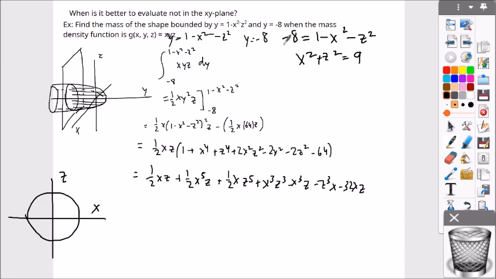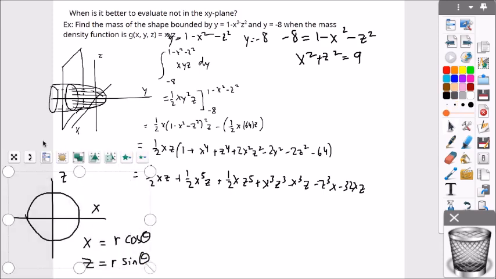And when you see this type of function, you should be screaming polar. Yes, you ought to use polar in this case. So let's use polar. We have to make our own polar, and the reason is we don't have the xy plane anymore, but z has taken the place of y in this case. So we can say that x is r cosine theta, z is r sine theta. Our Jacobian will not change; it'll still be r d theta.